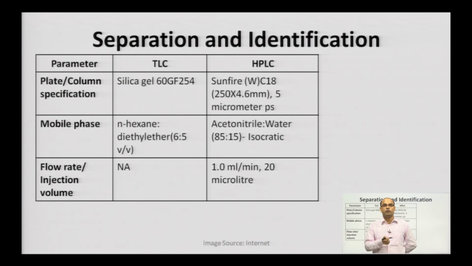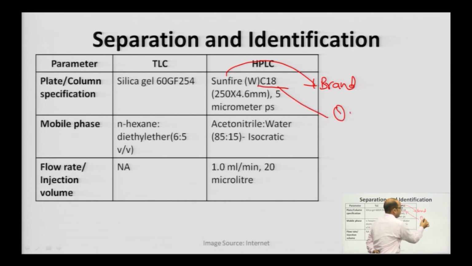Another technique for estimation of our phytoconstituent is HPLC, high pressure liquid chromatography. Here also, likewise, we have studied in our previous lecture. Sunfire is the brand name of the column. Here we have used the C18 column. We have used the octadecyl silane.